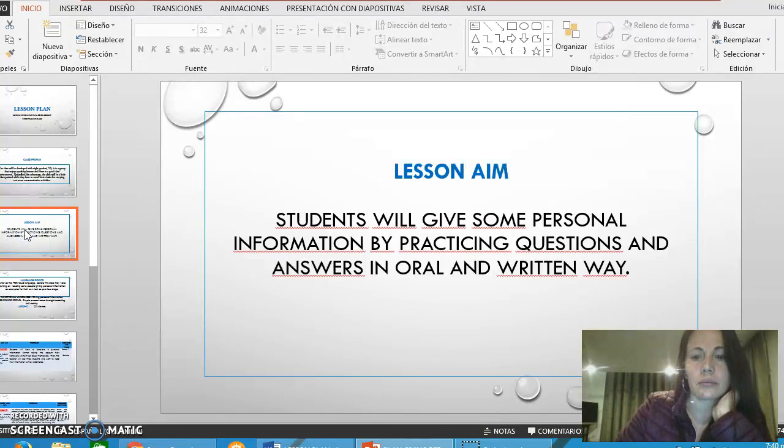Second, the lesson aim. I have as main goal that students will give some personal information by practicing questions and answers in oral and written way.